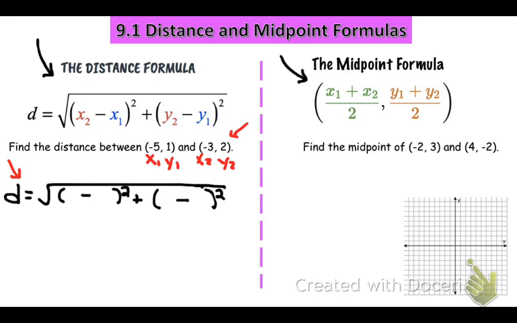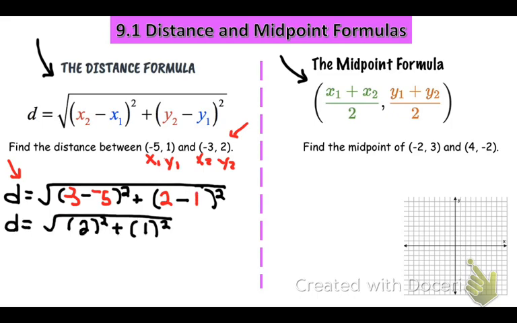So it says -3 minus -5, 2 minus 1. So here we said add the opposite, so it's really 2 squared plus 1 squared, so it actually is equal to the square root of 5.